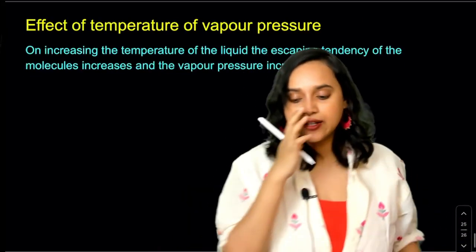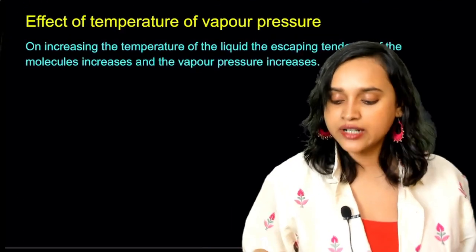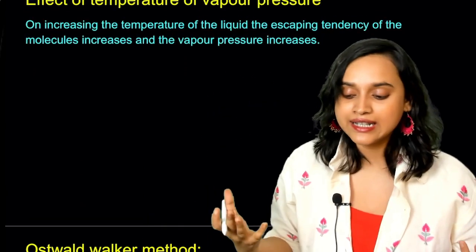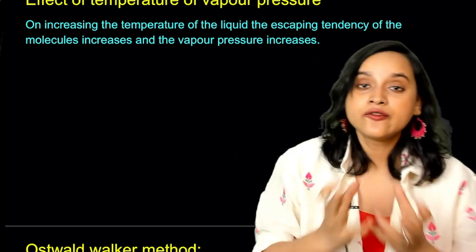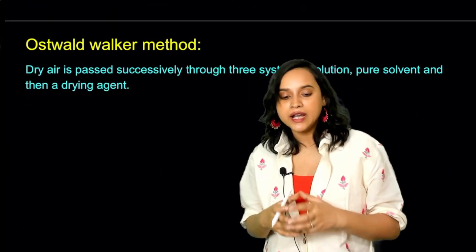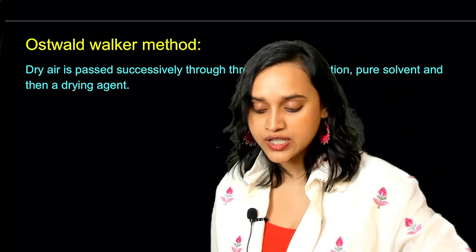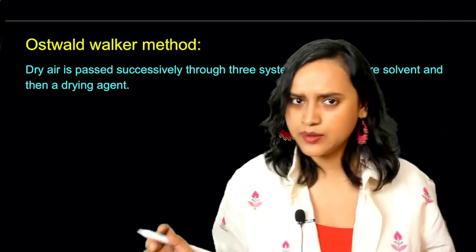Great. Now, what is the effect of temperature on vapor pressure? On increasing the temperature of the liquid, the escaping tendency of the molecules increases, and that is why the vapor pressure increases. And in the Ostwald-Walker method, dry air is passed successively through three systems: solutions, pure solvent, and then a drying agent. Just look at the picture once.